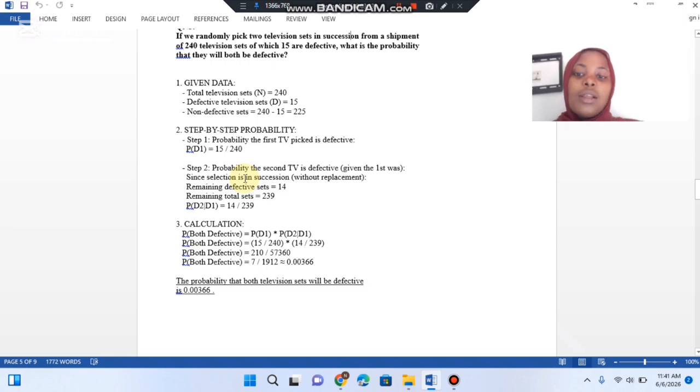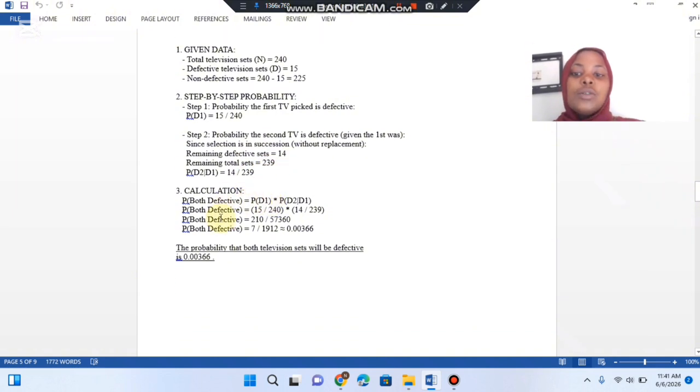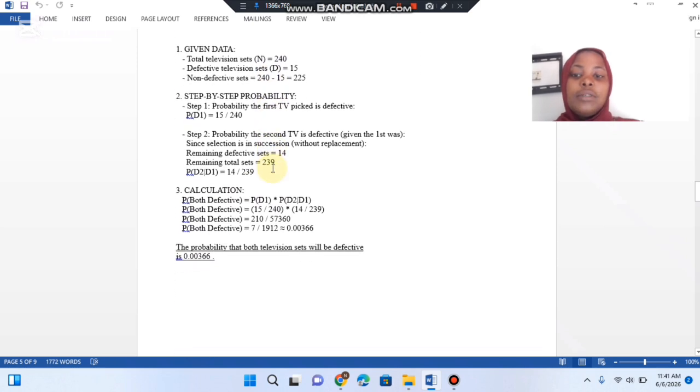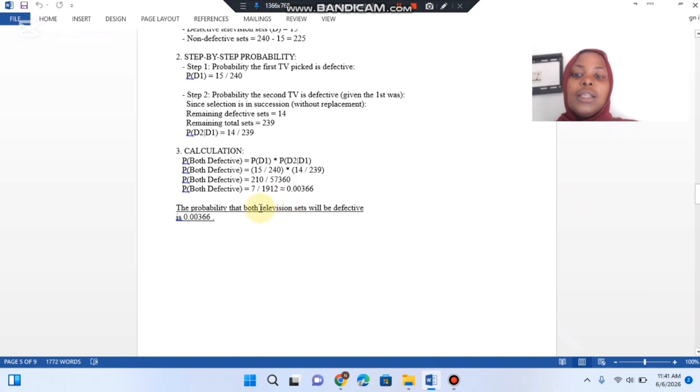But then the probability that the second TV is defective, without replacement, we are going to get 14 out of 239 since it is without replacement. So the probability that they will both be defective, we are going to get the probability that the first TV picked is defective times the probability that the second TV is defective. Then we get the answer as 0.003266.